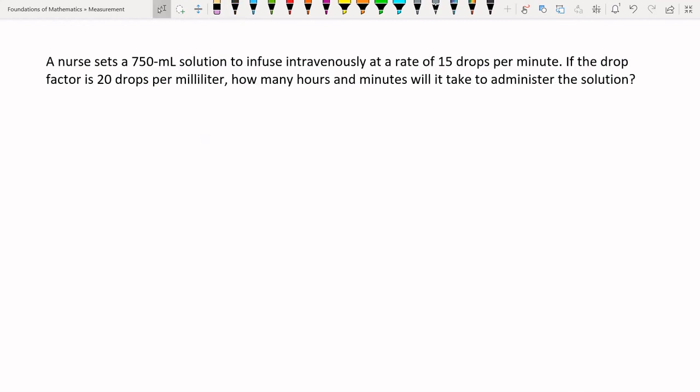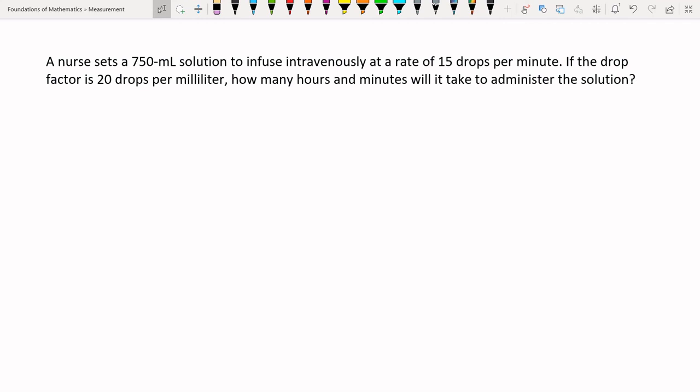Okay, here we have a nurse that needs to infuse intravenously a solution at 15 drops per minute. If the drop factor is 20 drops per milliliter, how many hours and minutes will it take to administer the solution? So what we have is a 750 milliliter solution, and we're trying to convert this into a time.